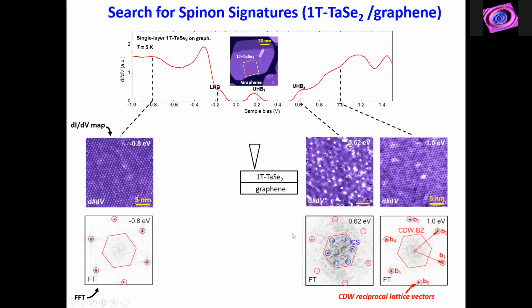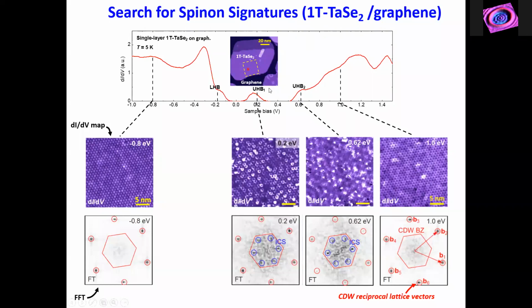And when you do a Fourier transform of it, you get very specific periodicities. You can see it here in the Fourier transform. I've circled the little dots with these blue circles. We call it the ICS. That stands for incommensurate superstructure. And it's a long wavelength. You can see the wave vector is much shorter than the CDW wave vector, and we see it very reproducibly.